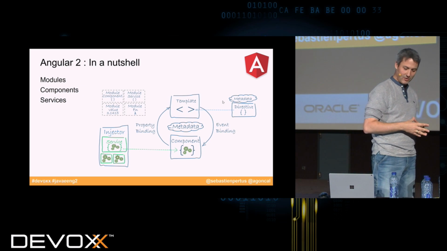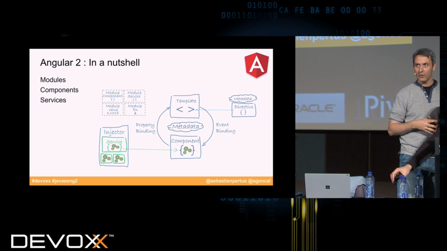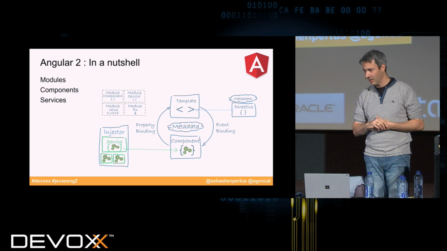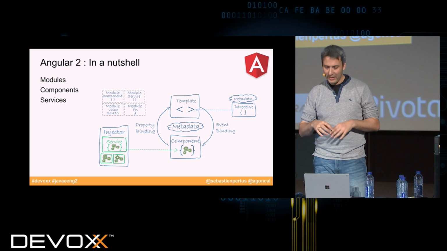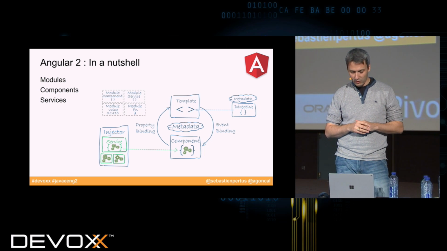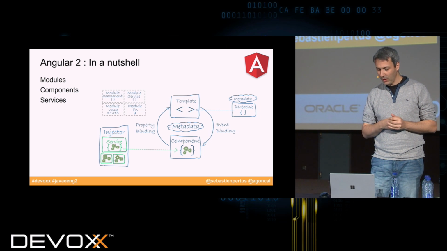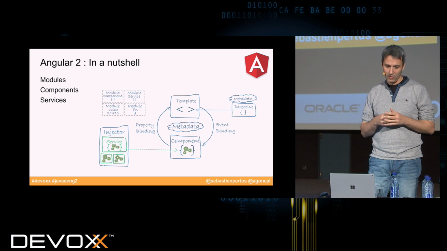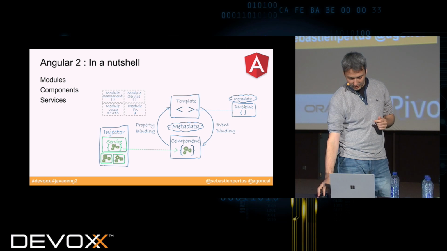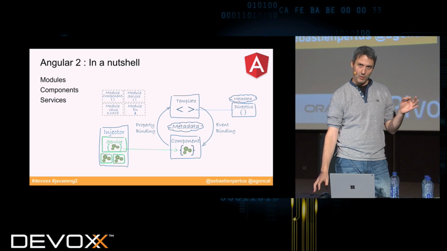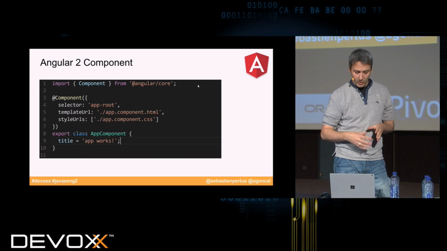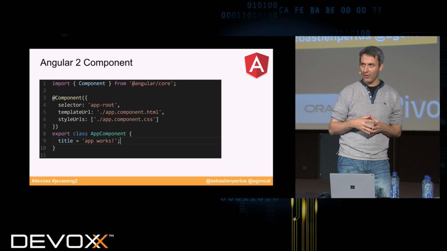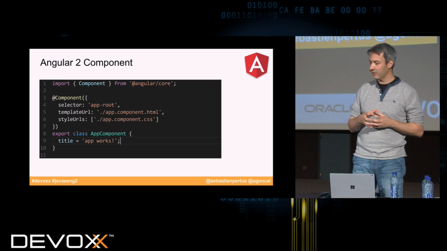Angular 2 in a nutshell, it's composed of some modules, some components, and some services. You will have some dependency injection, you will have some templating models, you will have some metadata, and we will use it in a really cool way, I think, at least. And I will show you a quick demo. But remember, we have modules, we have components, and we have some services. Here is the hello world of the Angular 2 component stuff.